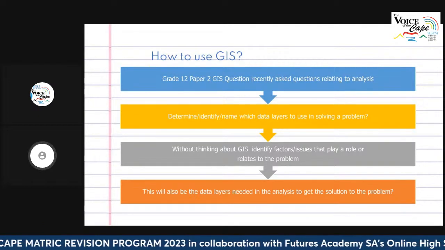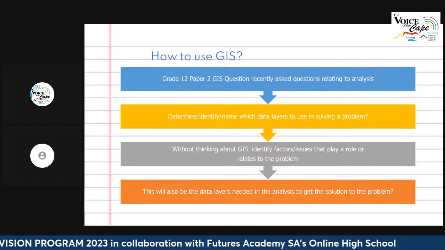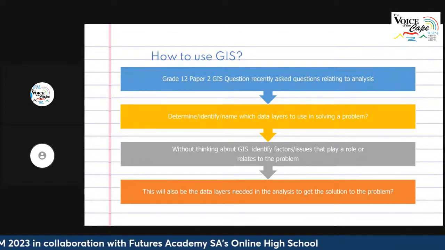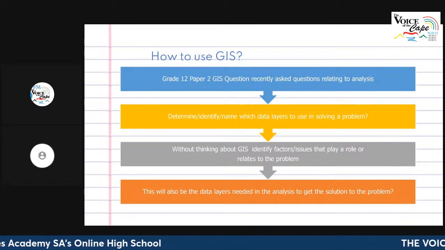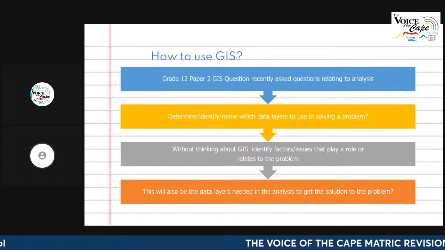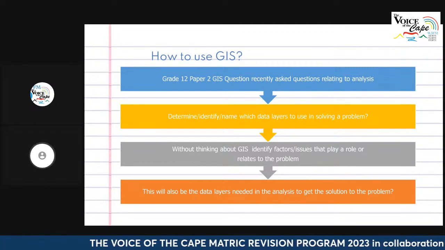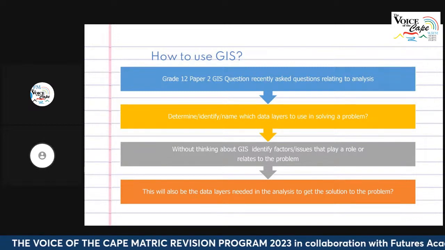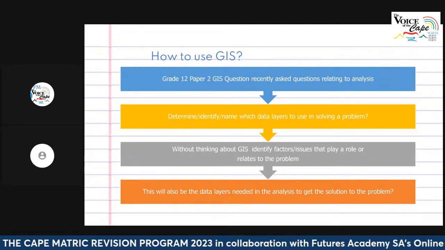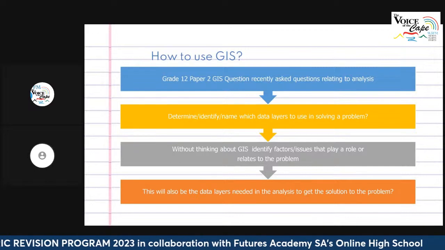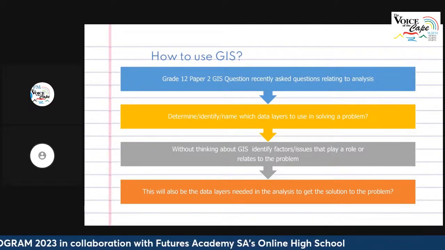You would look at your map and you would look at the general population. Is it sparsely populated? Is it densely populated? Is it an urban area? Is it a rural area? Those are the type of factors you would look at in order to ascertain or determine whether or not GIS will help in which part of your question.